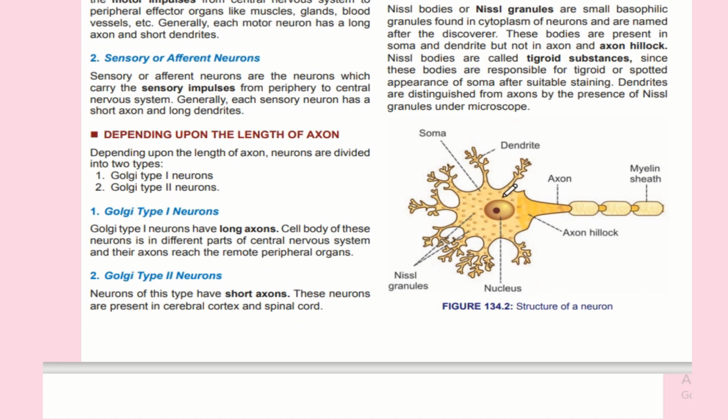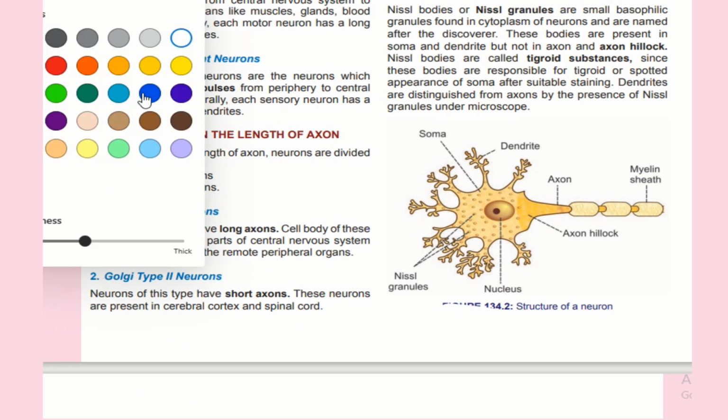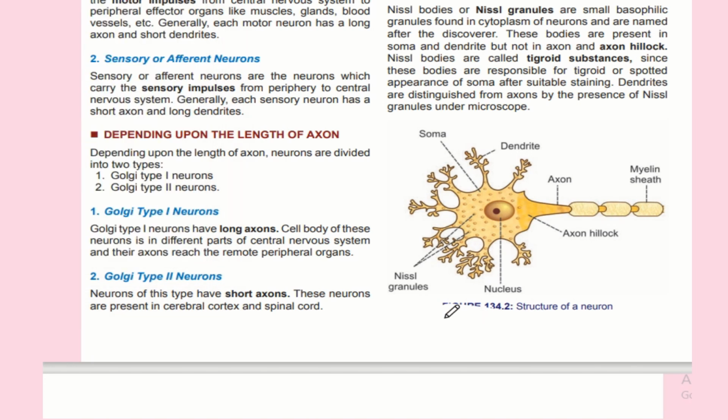Okay, so here you can see the structure of neurons. The structure of a neuron contains dendrite, axon, soma, Nissl granules, nucleus, axon hillock, and myelin sheath. Dendrite, axon, and the cell body, which consists of your soma, Nissl granules, nucleus, and axon hillock, is the structure of a neuron.